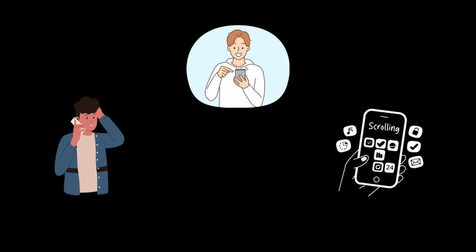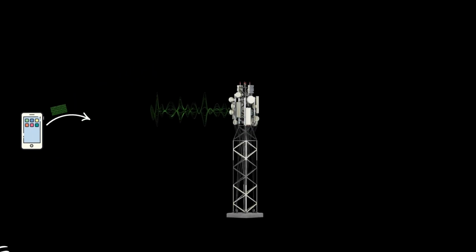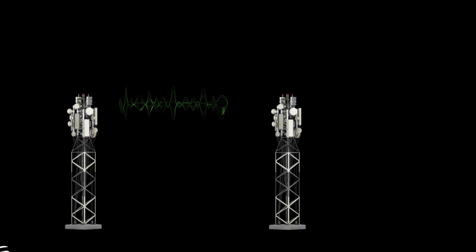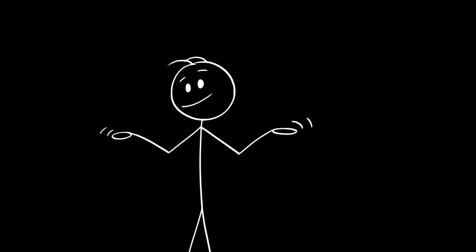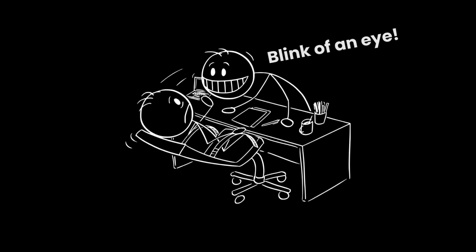So next time you're calling, texting, or scrolling, just remember, your phone is sending numbers riding invisible waves, flying through the air to towers, jumping across wires, then turning back into voices, videos, and memes, all in a blink of an eye. Crazy, right?